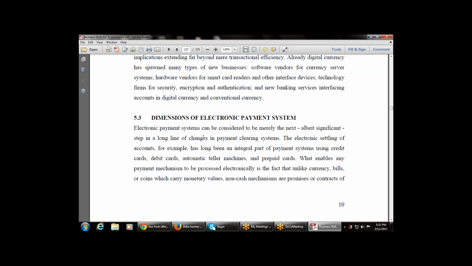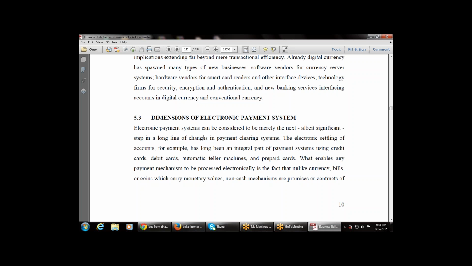The electronic settling of accounts, for example, has long been an integral part of payment systems using credit cards, debit cards, automatic teller machines and prepaid cards. So the electronic transfer of accounts has long been one of the main parts of the payment system.